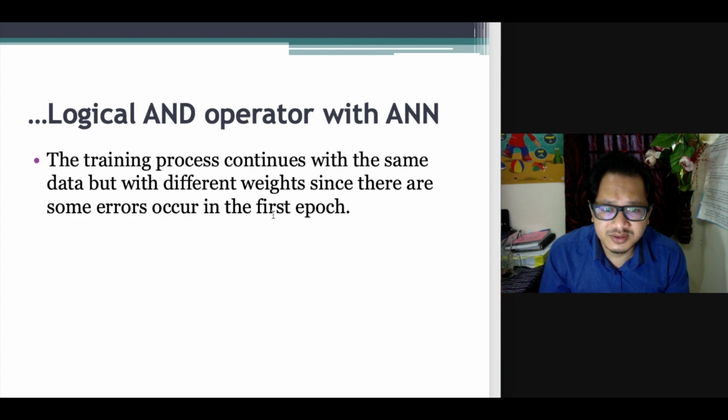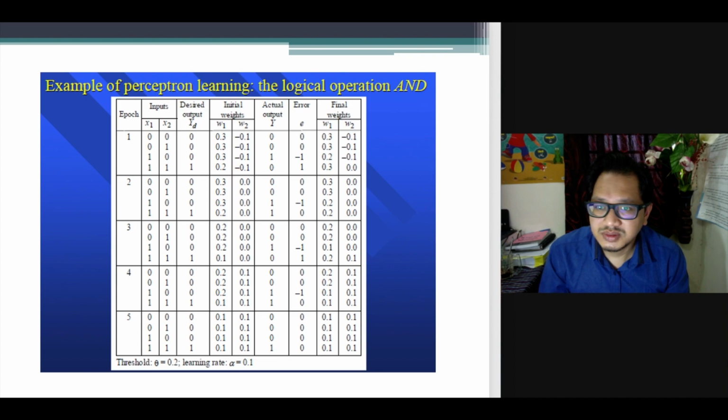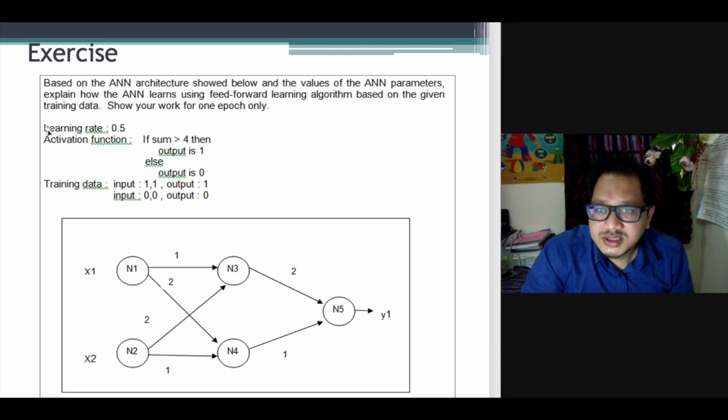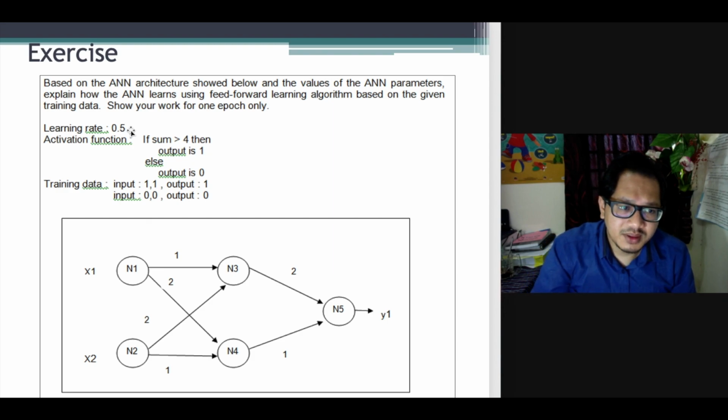And then the training process continue with the same data but different weight since there are some error occur in the first epoch. Okay. First epoch ni, this one dia akan repeat. Okay, kalau ada error dia akan continue to repeat. Okay, this one learning rate 0.5. That's mean if learning rate 0.5, nanti when it want to modify the weight must plus 0.5 or minus 0.5. Okay, ini dia punya learning rate.